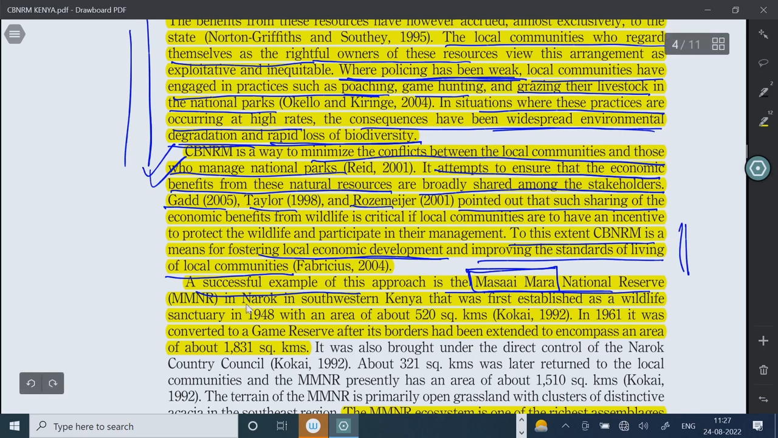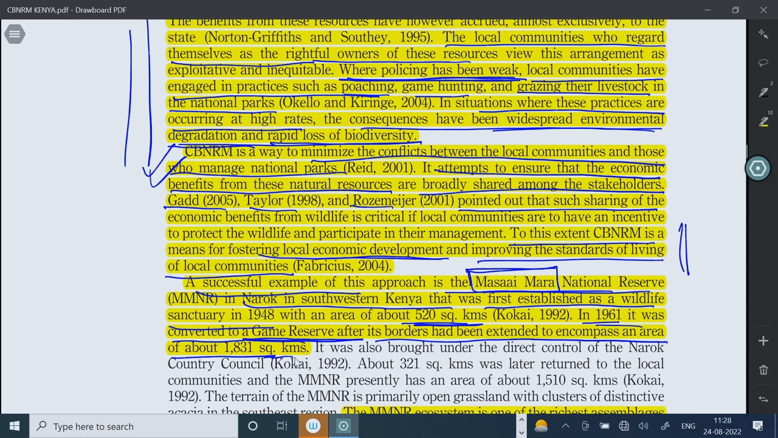And this is located in Narok in southwestern Kenya, which was first established as a wildlife sanctuary in 1948 with an area of about 520 square kilometers. After almost 20 years, in 1961, it was converted to a game reserve after its borders had been extended to encompass an area of about 1,800 square kilometers. So, you see that today Masai Mara is a place that people around the world want to go. And you will see how the CBNRM approach has been implemented there successfully.